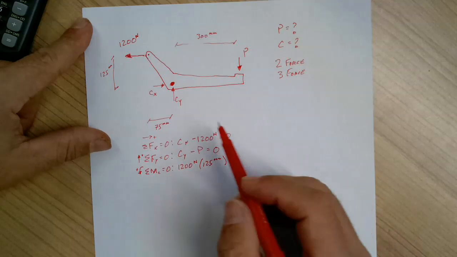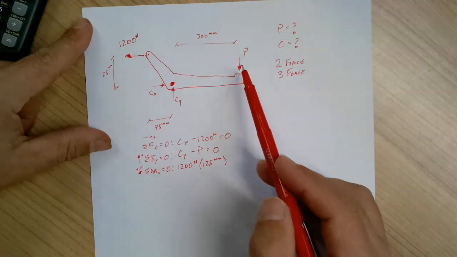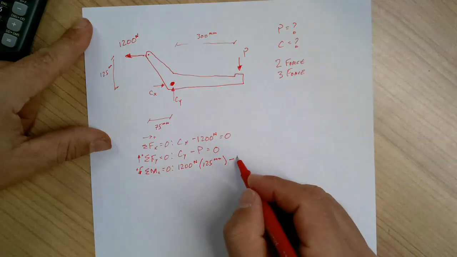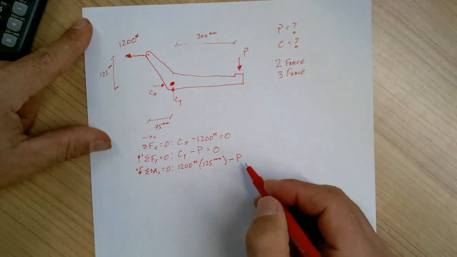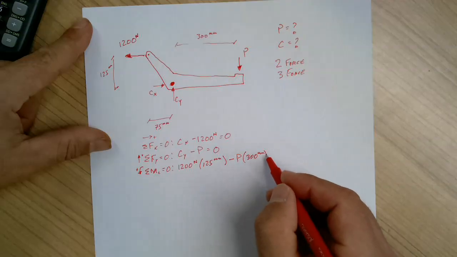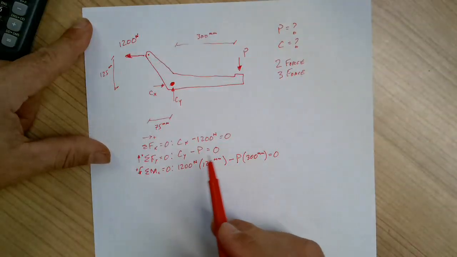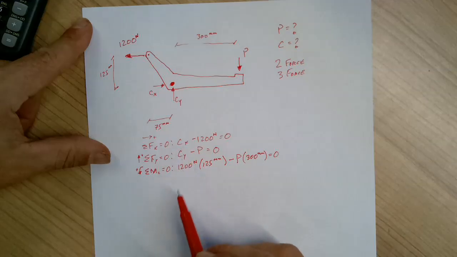I will continue on. I've done that one. I've discarded those 2. I've got P. It's going in the other direction. P times 300 millimeters equals 0. I'll solve for P. I'll solve for Cy. I'll solve for Cx.